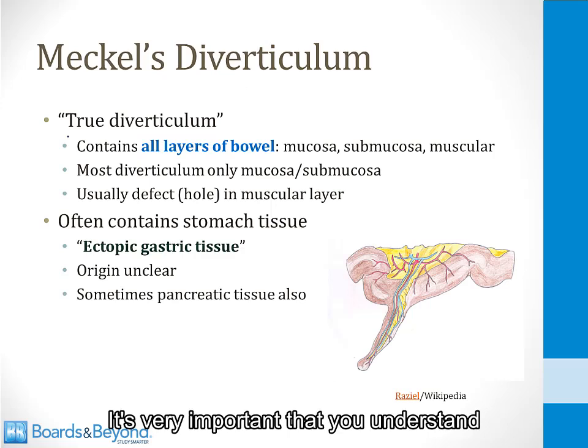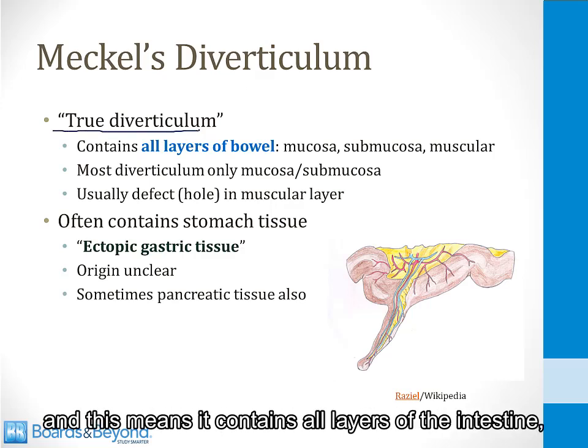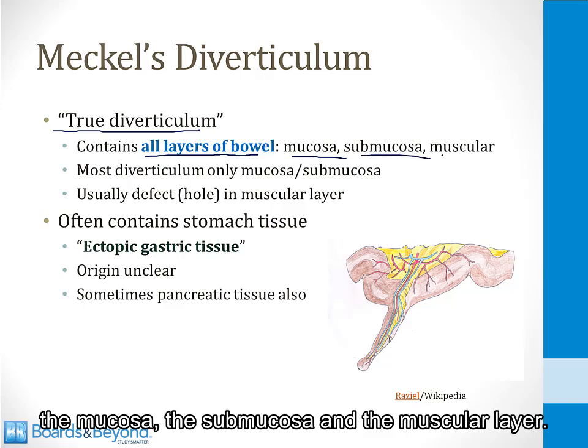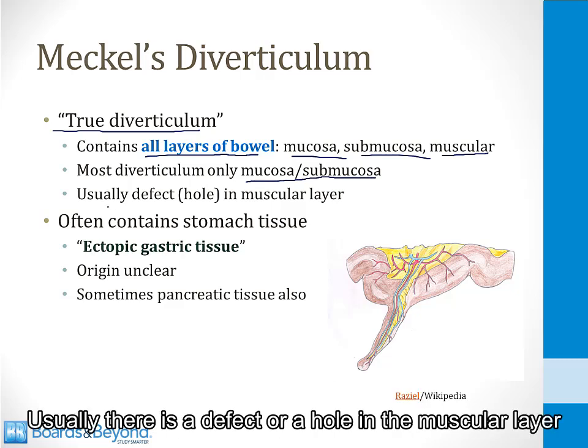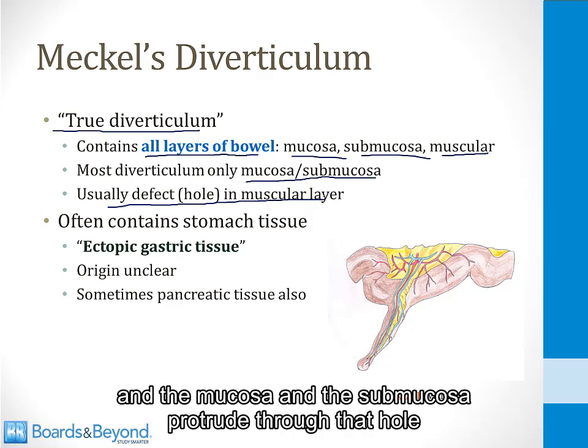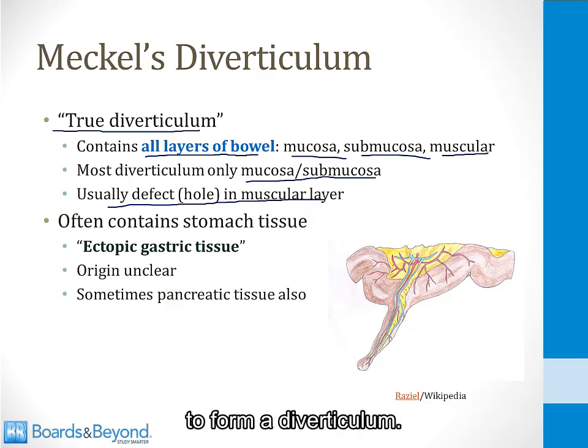It's very important that you understand that a Meckel's diverticulum is what's known as a true diverticulum, and this means it contains all layers of the intestine, the mucosa, the submucosa, and the muscular layer. Most diverticulum only contain the mucosa and the submucosa. Usually there is a defect or a hole in the muscular layer, and the mucosa and the submucosa protrude through that hole to form a diverticulum.